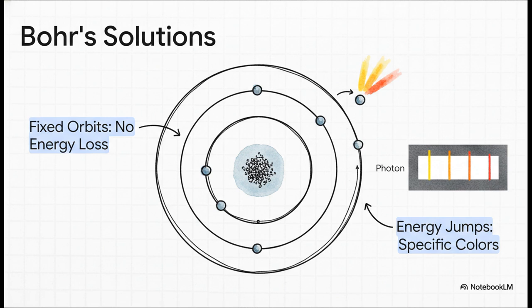And how do they move? They can jump from one stair to another. But to do that, they have to absorb or release one exact packet of energy. And that exact packet of energy corresponds to a specific color of light. Suddenly, the barcode spectrum made perfect sense.